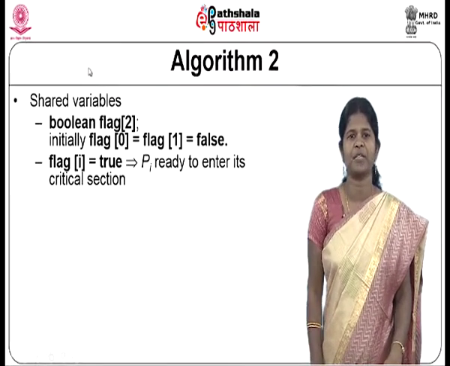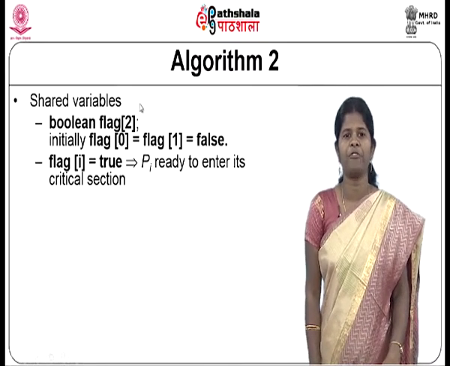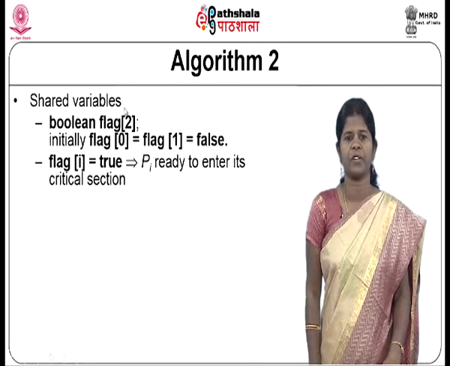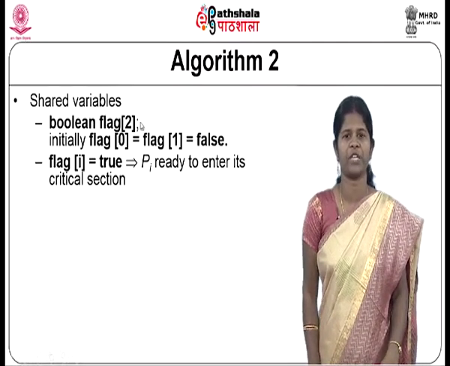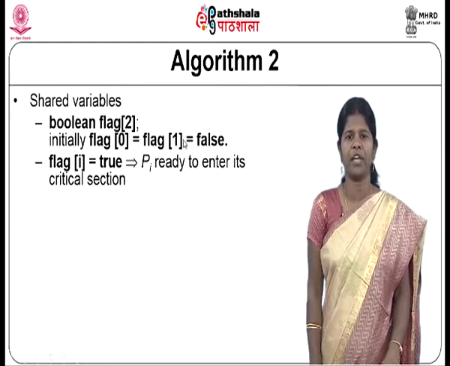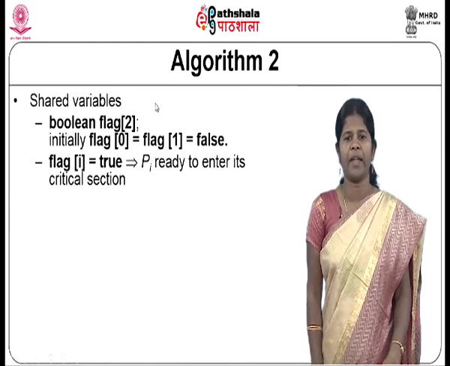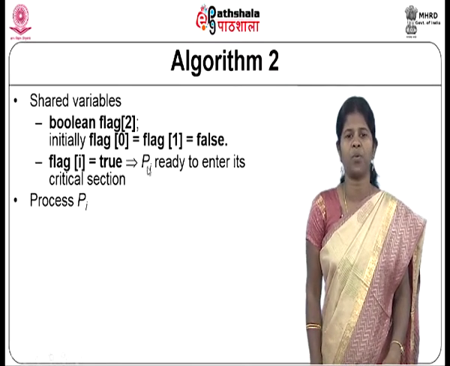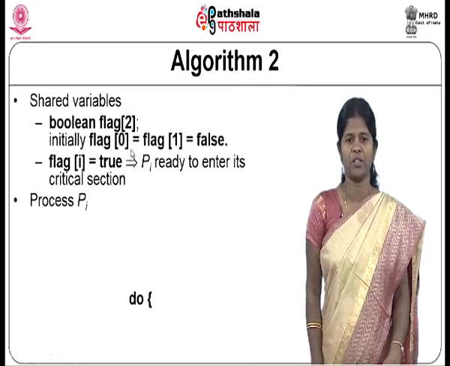In this solution, there is a flag variable for each process. Flag is an array with two elements, flag of 0 and flag of 1, and each of these values is initialized to false. When a process is ready to enter the critical section, it will make the value of its flag true.